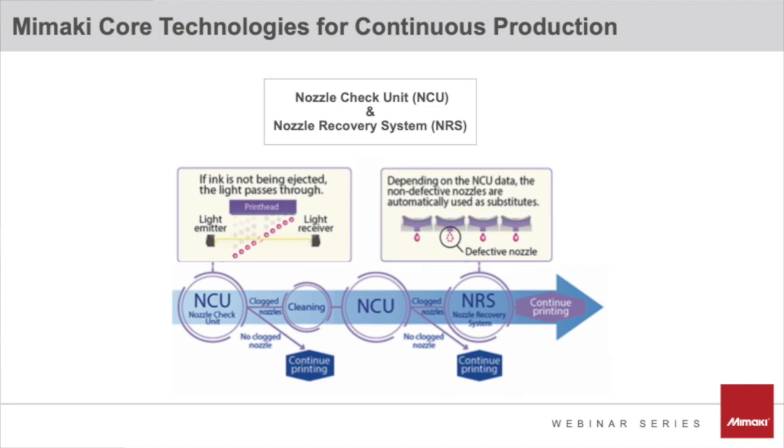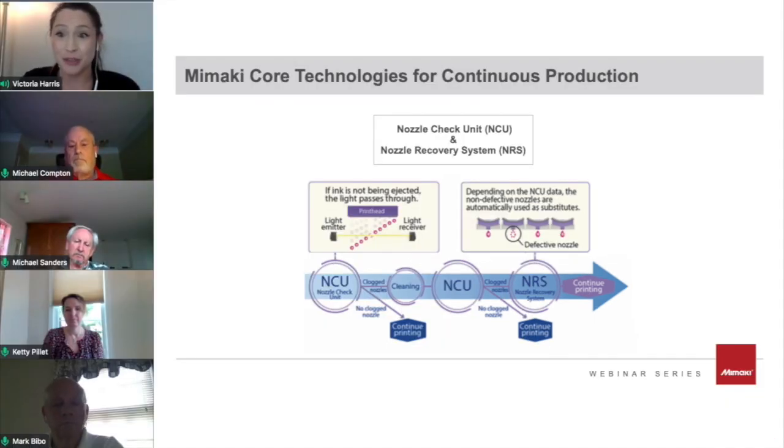So all of Mimaki's have our core technologies. All of our printers come with these special technologies, which I'll briefly go over because this is kind of what sets Mimaki apart in the industry. When you look at something printed out of Mimaki versus another manufacturer, this is where it is key in the image reproduction. So here we have the nozzle check unit, the NCU, and we have a nozzle recovery system.